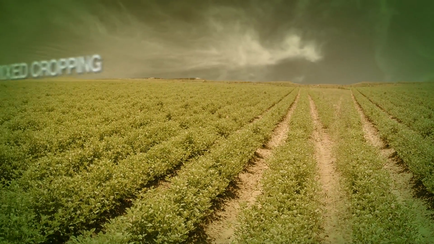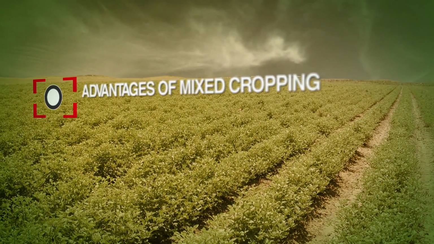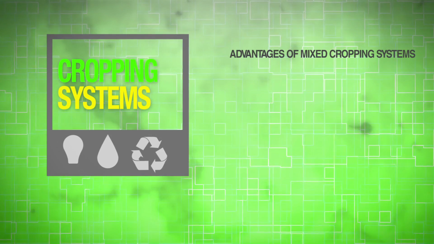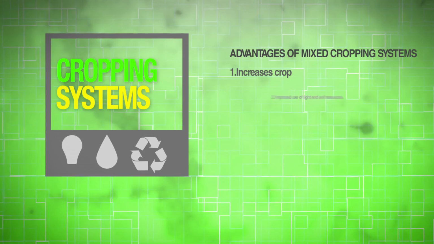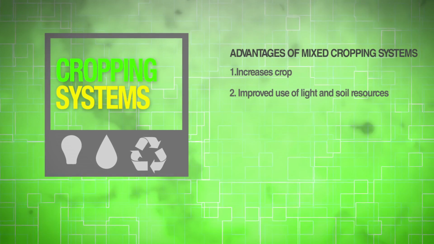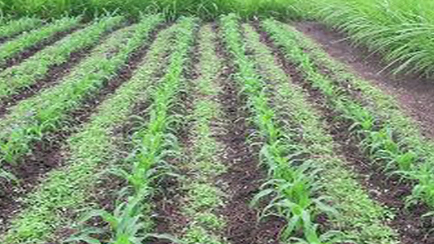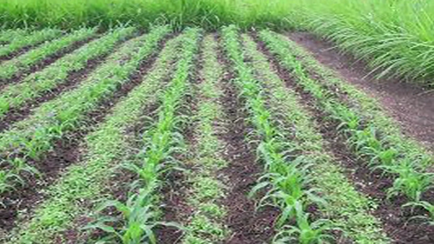What are some of the advantages of mixed cropping? First, it increases crop productivity or yield. This is because there is a better use of resources, that is land, labor, time, water, and nutrients. Secondly, improved use of light and soil resources. In a maize and beans intercrop, improved light use efficiency is attributed to different plant heights.